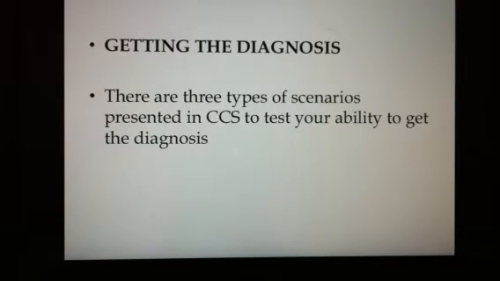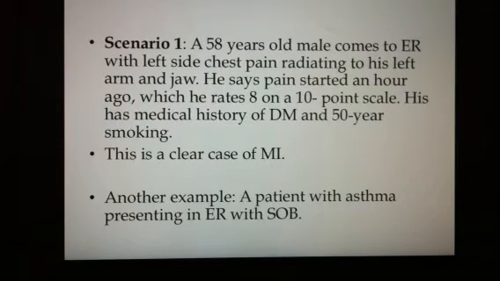Diagnosis. Actually, there are three types of scenarios presented in CCS to test your ability to manage the case. First type of scenario: these are emergency case scenarios. CCS expects you to do the emergency measures before doing the physical examination. For example, for a patient with MI, CCS wants you to give the patient aspirin, nitroglycerin, oxygen, morphine, do the EKG, then do the physical exam. Another example is asthma.